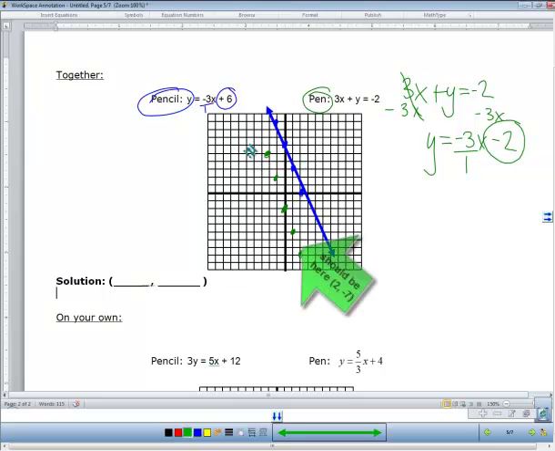What do you notice? I hope that you notice that they have the same slope, and these are parallel lines. So my solution is I don't have one. There is no solution to this system because they will never intersect each other. Okay, make sure you have all of this information written down in your notes as well.